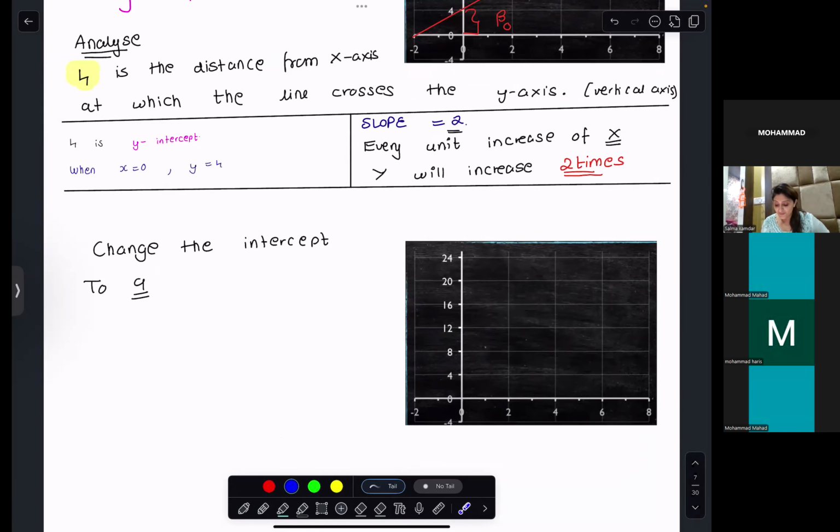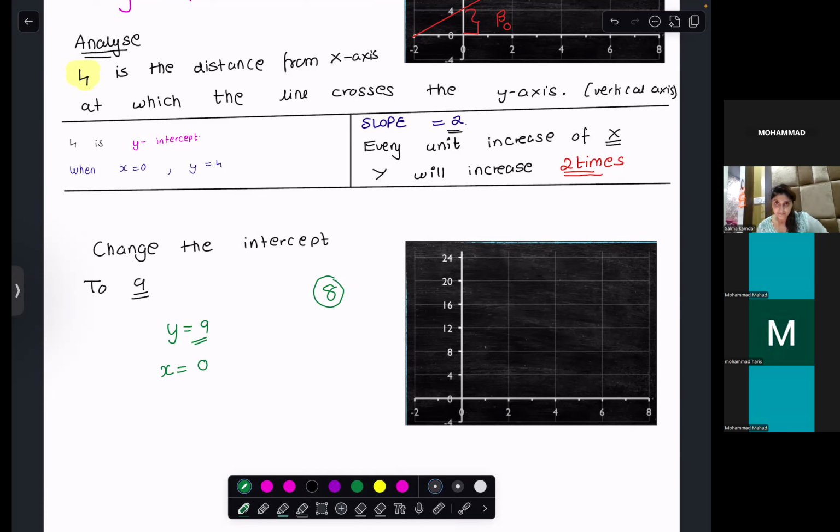If my y-intercept is 9, what does it mean? That means our line starts from y equals 9. That means when x is equal to 0, y is equal to 9. If my slope is 8, what does it mean?